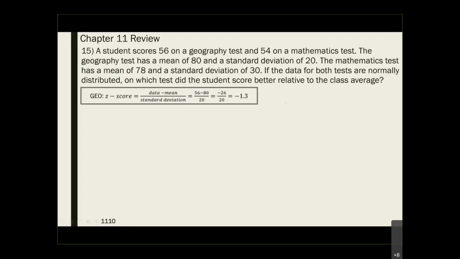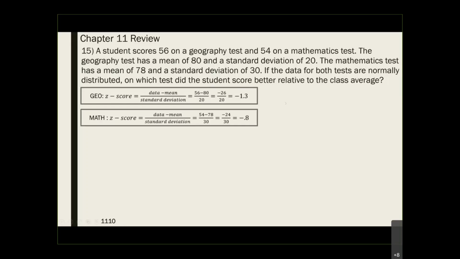Now we convert the math score to a z-score: 54 minus 78 divided by 30, which gives us negative 0.8. Remember, the bigger the negative, the worse the score. The bigger the negative, the further away you are from 0. So everybody see that the 56 on geography is worse than the 54 relative to their respective tests.